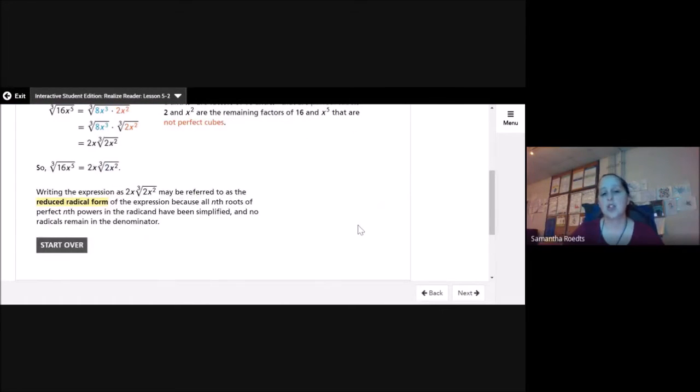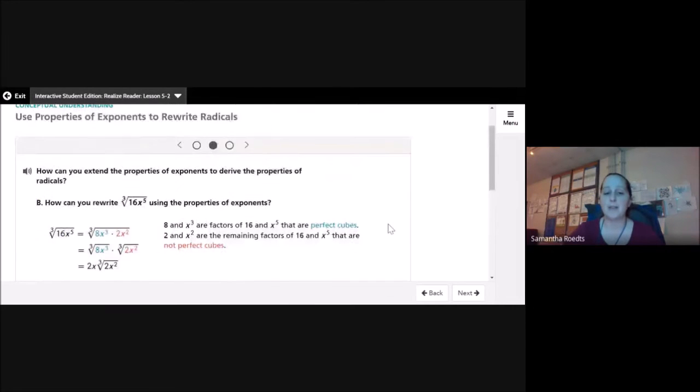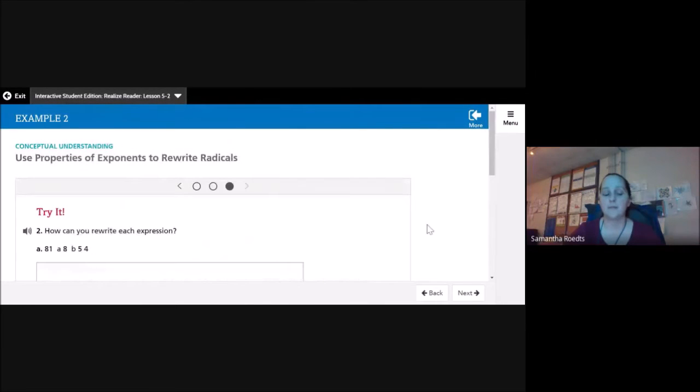Rewriting the expression as 2x times cube root of 2x squared may be referred to as a reduced radical form of the expression because all nth roots of the nth powers in the radicand have been simplified, and no radicals remain in the denominator. Okay.